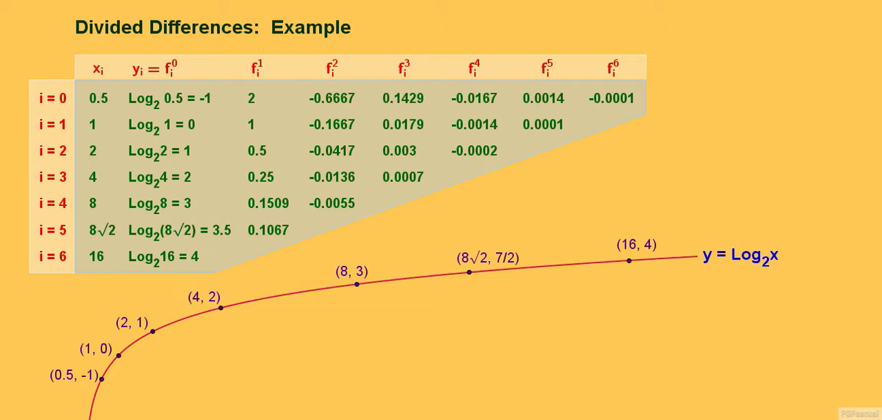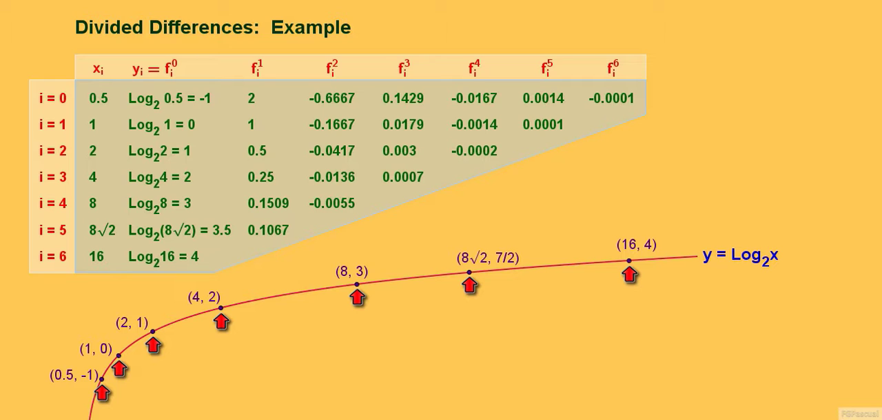On screen, we have the divided differences table for the function y equals the logarithm of x base 2. The graph of the function is also provided. The divided differences table is constructed out of the points on the function at x equals 0.5, 1, 2, 4, 8, 8 times the square root of 2, and 16.